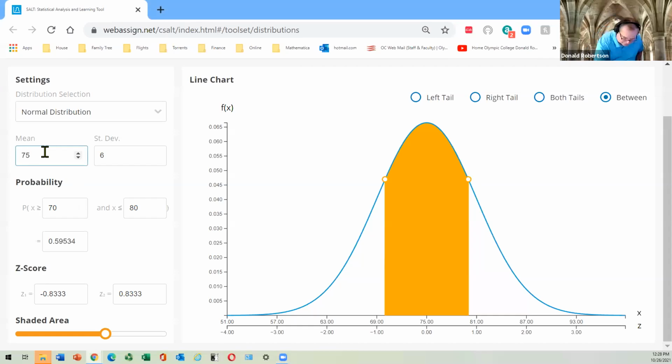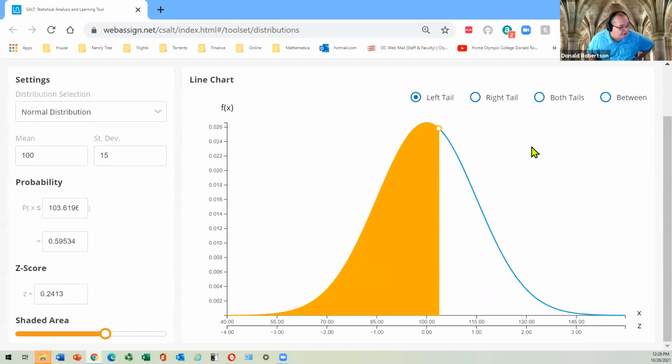So to calculate a percentile, you can just use SALT. So this question had a mean of 100 and a standard deviation of 15. Do you see you use the same table, the same guy? So far, so good. When you're doing percentiles, will you please use the left tail and only the left tail, right? So if it's a percentile question.